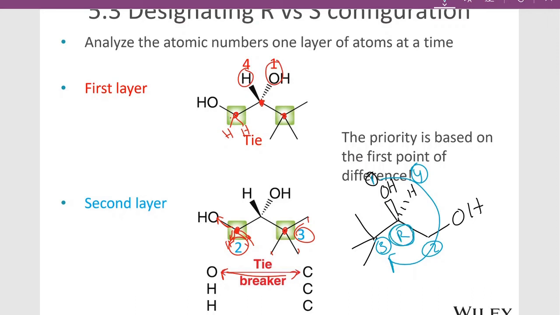Configuration is R. We could have determined that without flipping it over if we'd said 1 to 2 to 3 is S, but we know that since our lower priority group is coming out, we have to reverse that. So it looks like S, but since the lower priority group is coming out, we know that it has to be R.